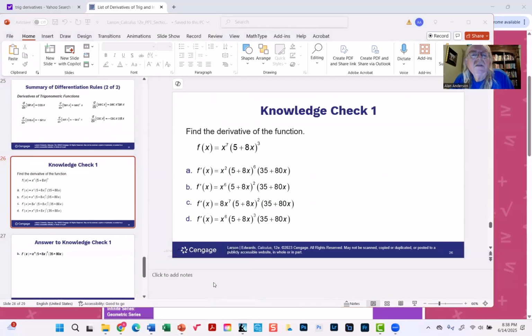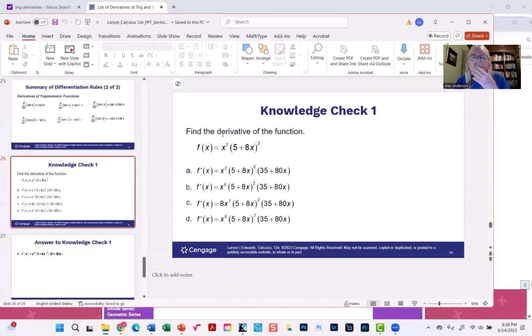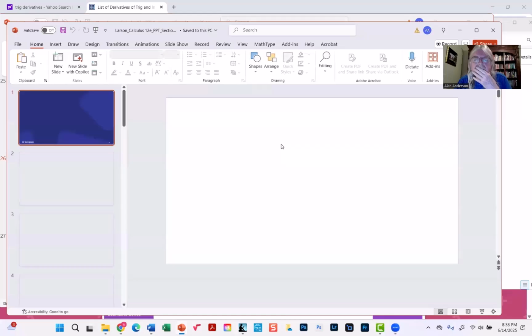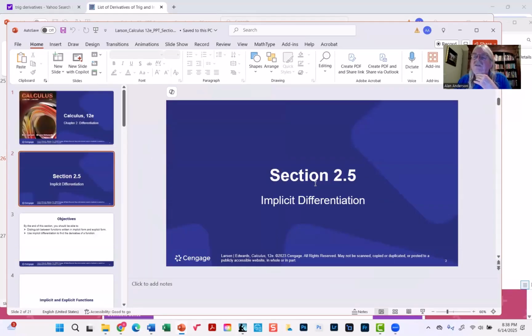Let's see what 2.5 is real fast. Oh God, implicit differentiation. Yeah, we definitely want to save this for next time. You'll see why when we start doing it. So yes, all right. So anyway, I think we've all had enough. So we'll pick it up next time with implicit differentiation, and we'll see what that's all about.